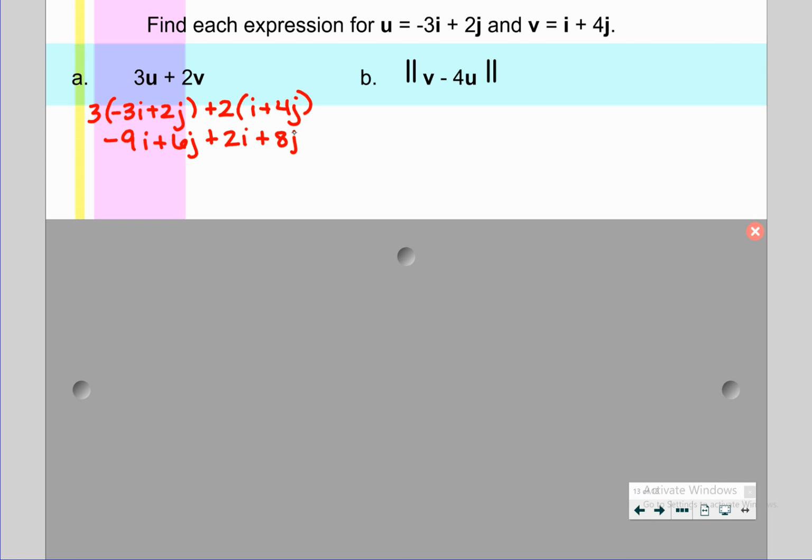And then I can just add my like terms together. So I'm going to end up with negative 7i plus 14j, which is equivalent to if you wrote the vector like this, negative 7, 14.